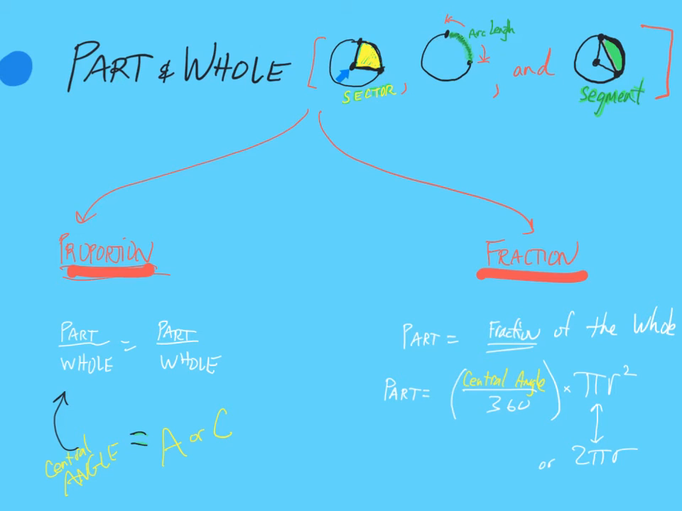Or if you're trying to find arc length, same thing: central angle divided by 360 equals the arc length, which is part of the whole circumference, 2 pi r.